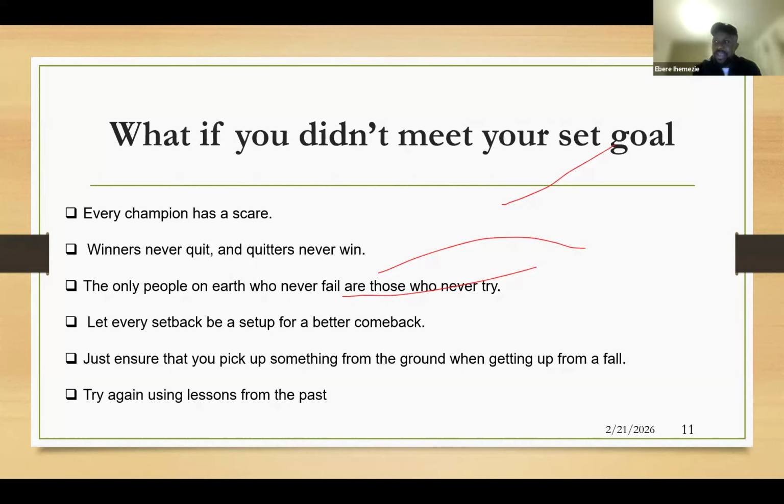So if your goal in this semester is to make 9 A's out of the 9 subjects you're taking, and you end up getting 8 A's, I mean, you didn't meet your goal really, but you begin to ask yourself, why? What happened? Once you begin to ask those questions and pick up the lesson, the next thing is try again, using those lessons. So you just keep trying and at the end, the whole idea is that you're getting out of the university with the best result that you can.